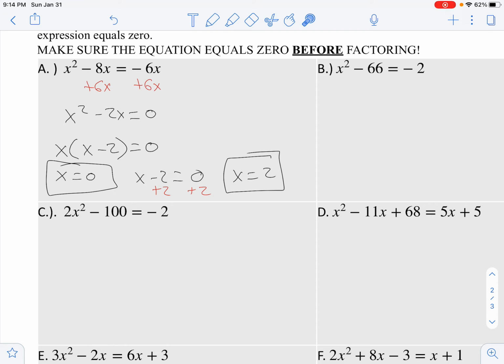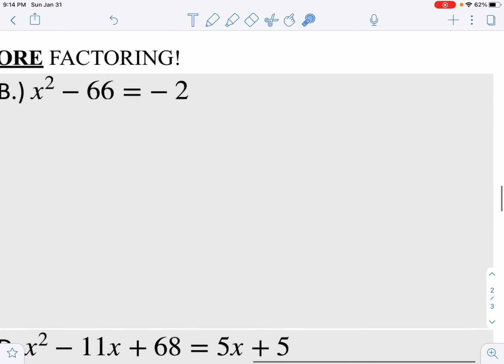So the math behind it is pretty simple. It's complicated to try and wrap your head around what's going on, but the math itself is really simple. Once you factor everything down, then you're just going to set each piece equal to 0 and solve. So let's try this one.